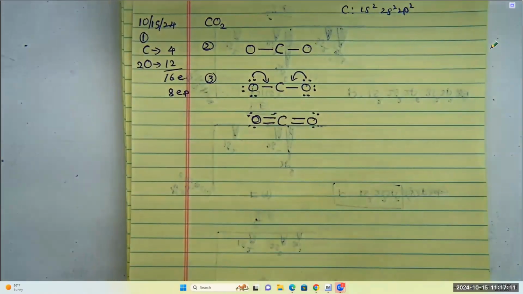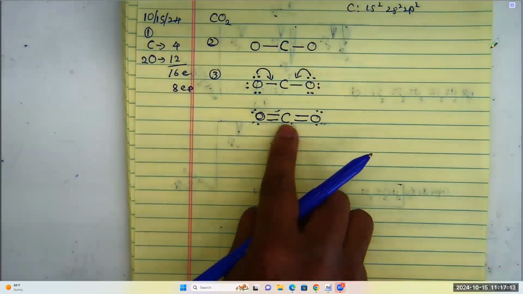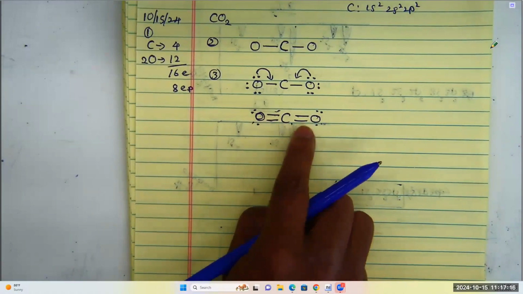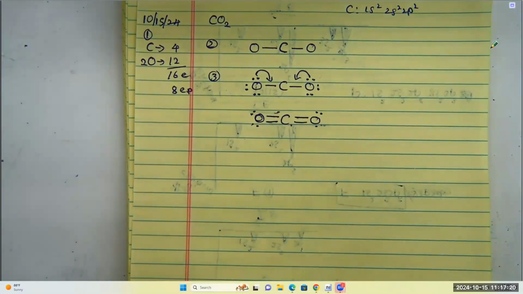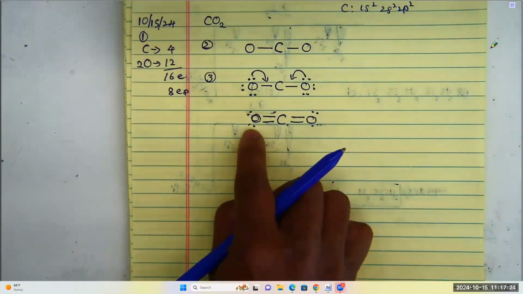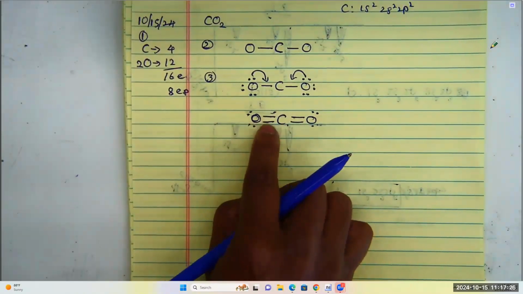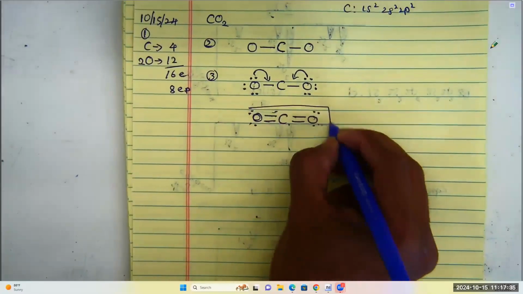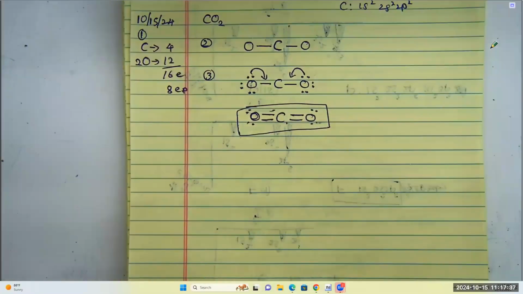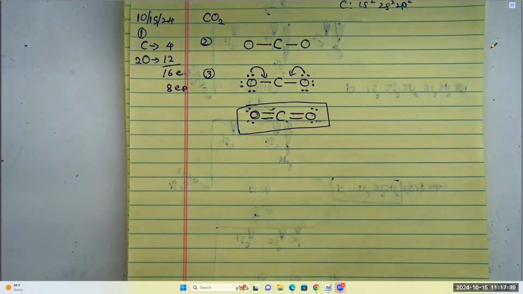Now this carbon has 1, 2, 3, 4 bonding electron pairs around it. 4 pairs means 8 electrons. Carbon has an octet. And when it comes to oxygen, we have 1, 2, 3, 4 electron pairs around it. So 4 electron pairs means 8 electrons. Therefore, oxygen has an octet as well. Therefore, all of them have octets. So that's going to be my Lewis structure for carbon dioxide.